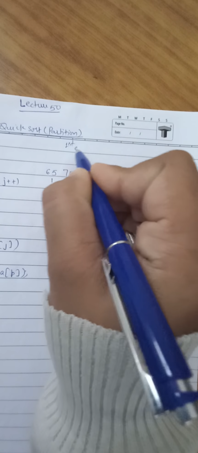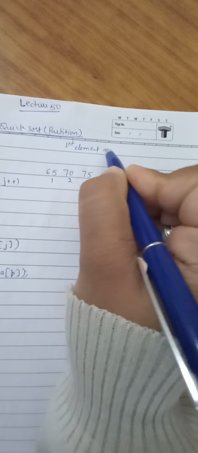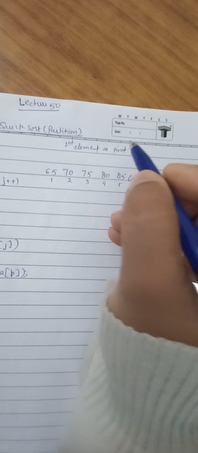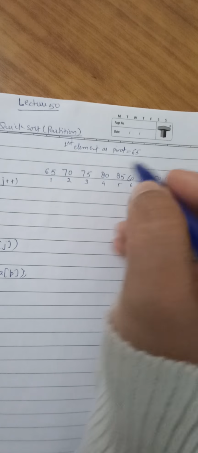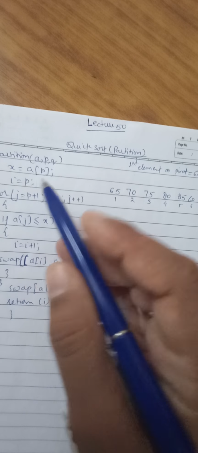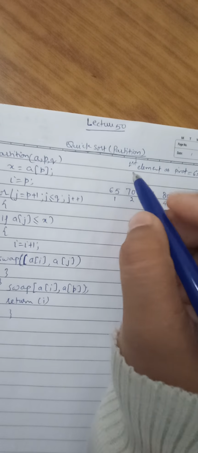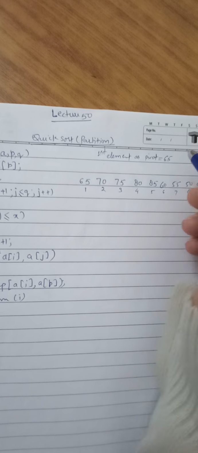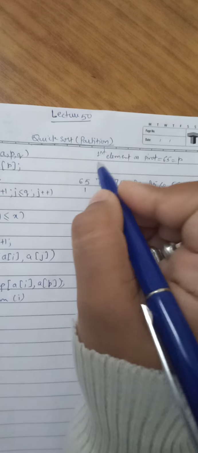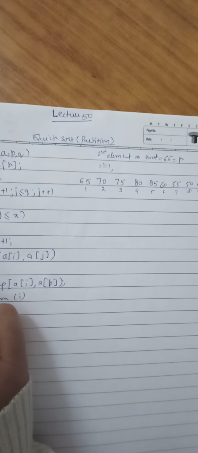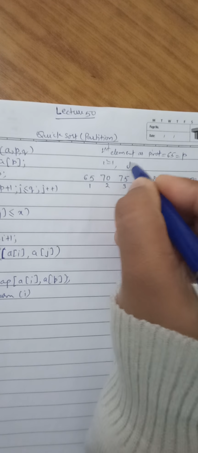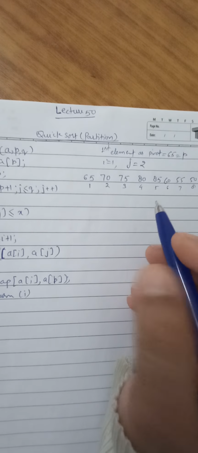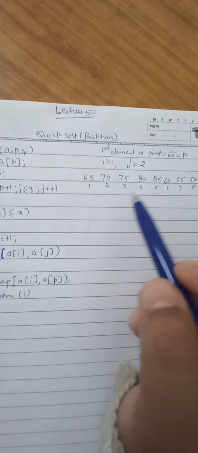So first element as pivot element, that is 65, and we have assigned I equal to P. So the first element is pivot element, so that is P, and I equal to 1, and here J starts from P plus 1, so J equal to 2. So let's cross check from here.